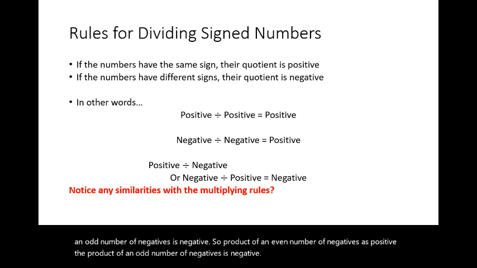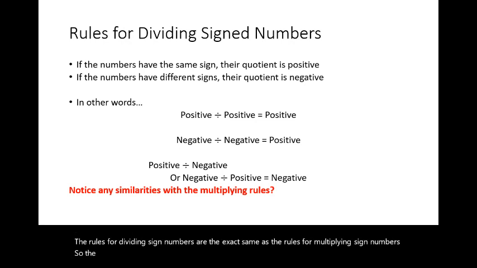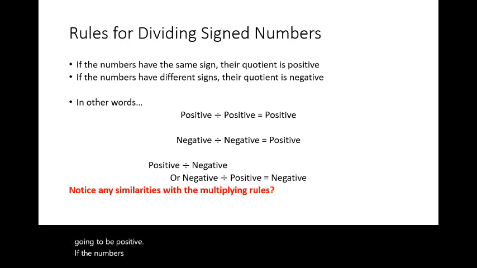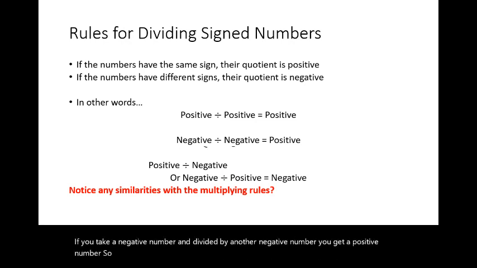Now you're going to notice that the rules for dividing signed numbers are the exact same as the rules for multiplying signed numbers. So the general rule for division is if the numbers have the same sign, their quotient is going to be positive. If the numbers have different signs, then their quotient is going to be negative. So if you take a positive number and divide it by another positive number, you get a positive number. If you take a negative number and divide it by another negative number, you get a positive number. So a negative divided by a negative is a positive.